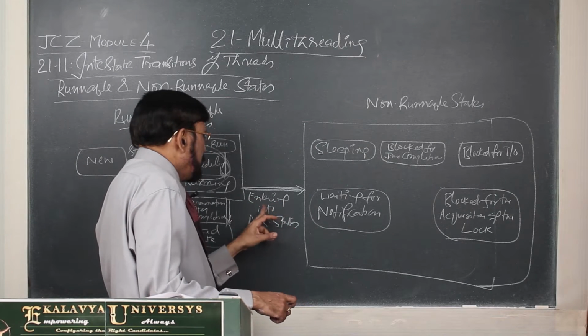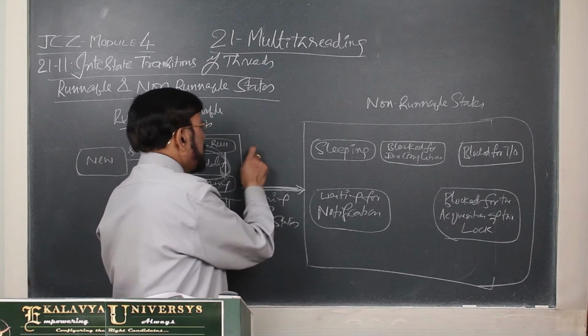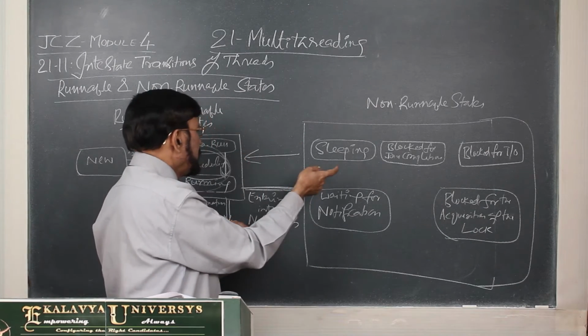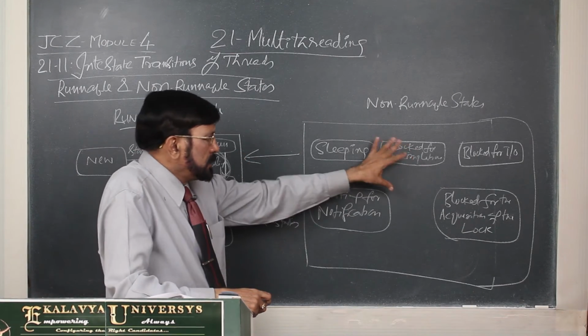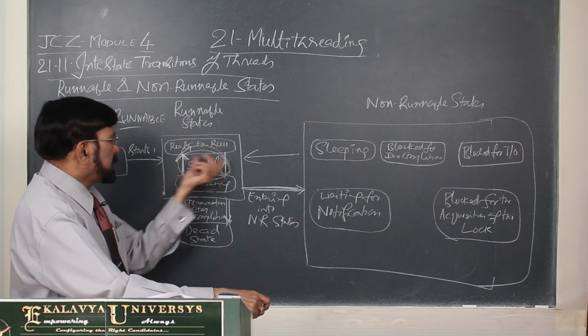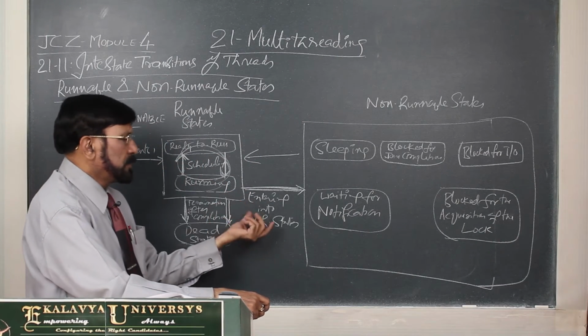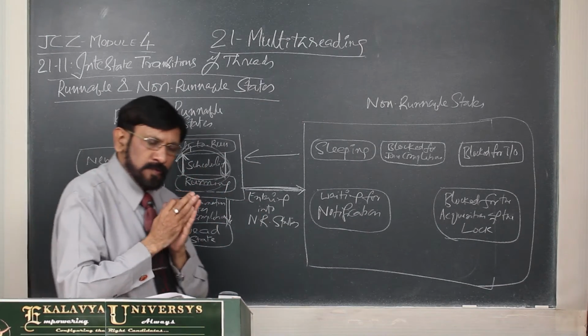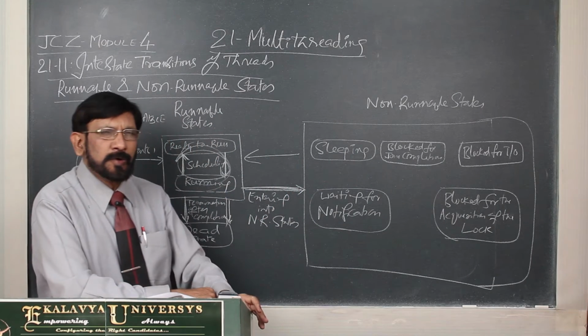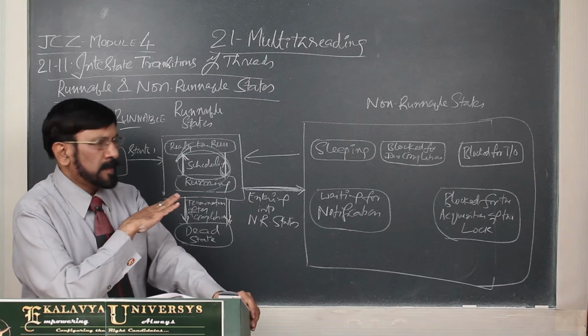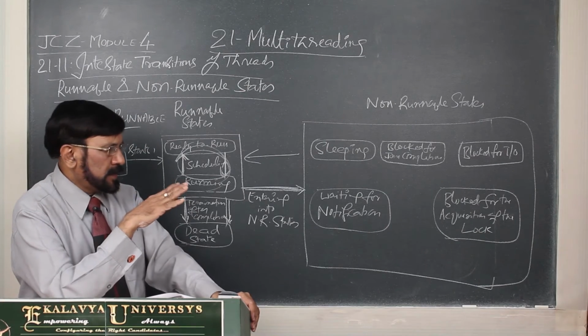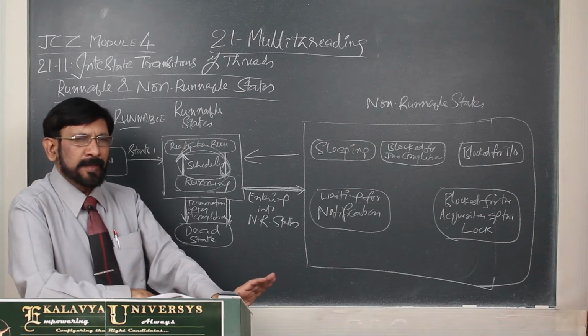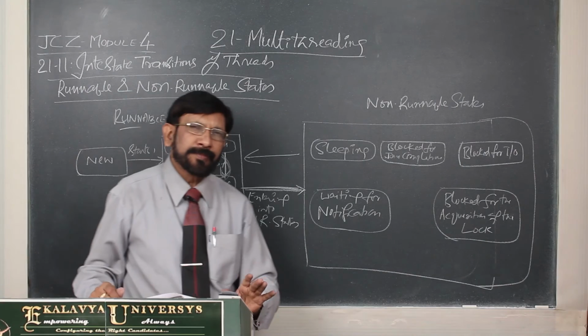So, entering into non-runnable states, and again, as I told you, in particular situations it comes back to the runnable state. Okay. In this way you understand. So, in 2-3 concepts I explained all the states of the thread. With this you can have a clear idea.